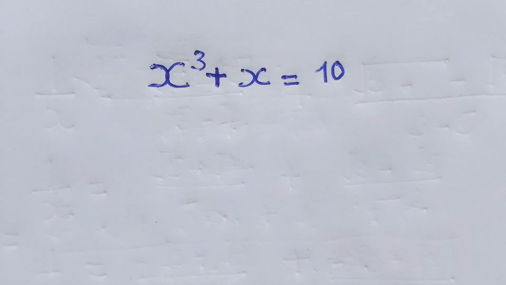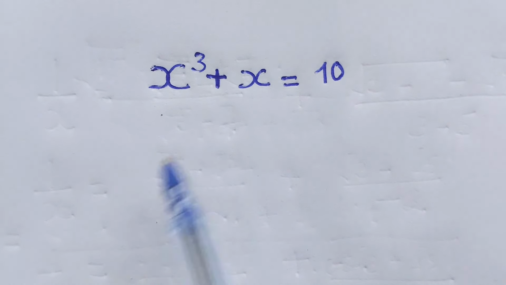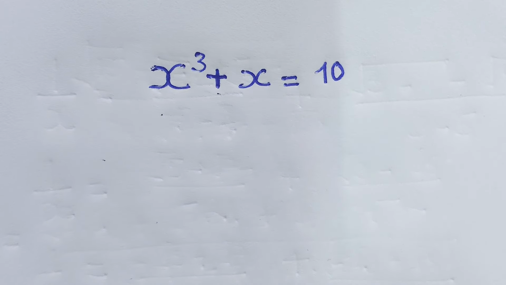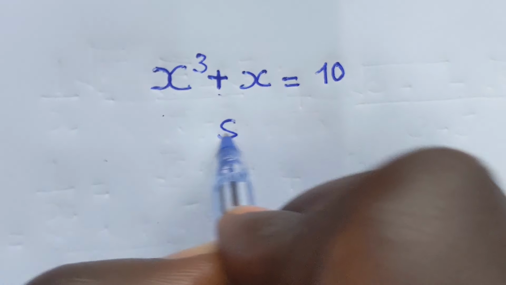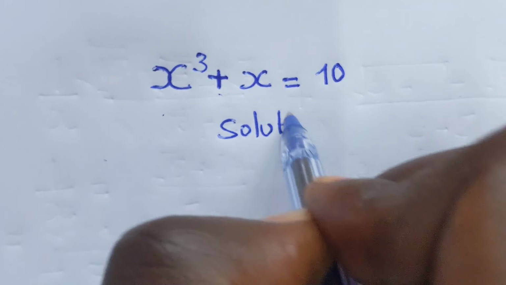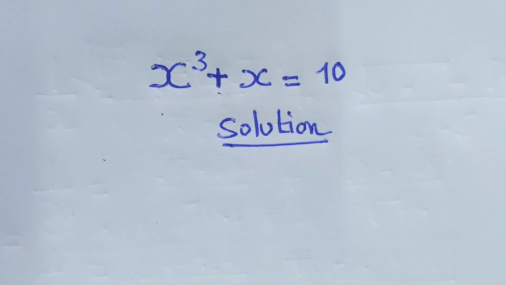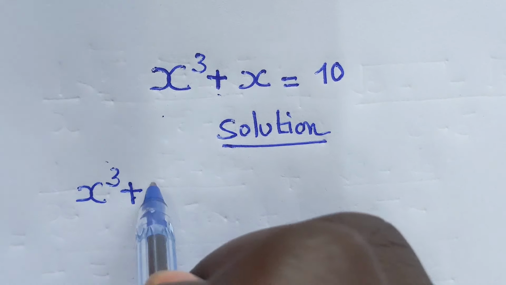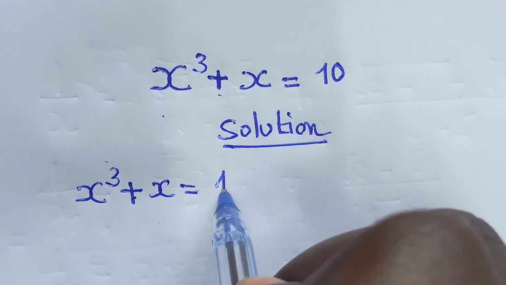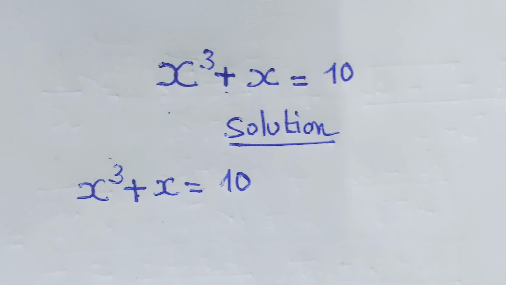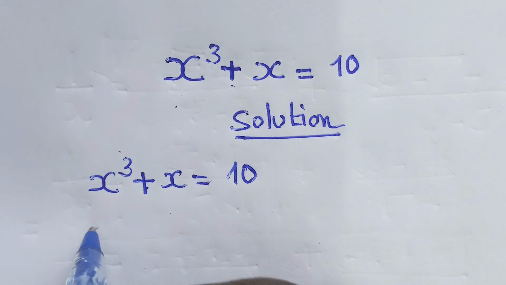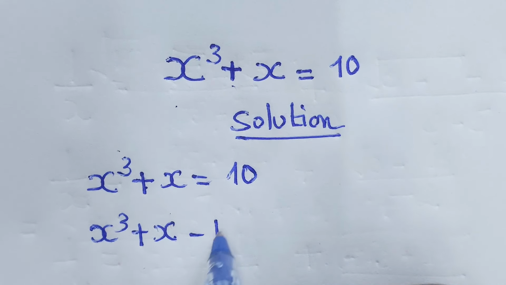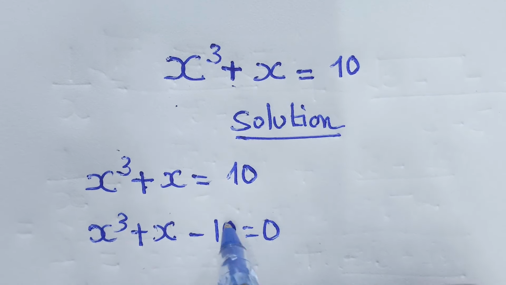Alright, we are given a question, which is a Math Olympiad equation: x^3 + x = 10. Solution. Copy what we have, x^3 + x = 10. So what you have to do is x^3 + x - 10 = 0.